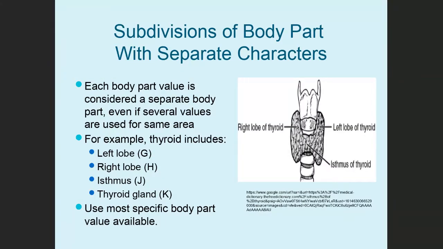Some body parts are divided into several different values. For example, the thyroid includes a different value for left lobe, right lobe, isthmus, and just the thyroid gland as a whole. So what you're going to do is use the most specific body part available. If the documentation says left lobe, use that, G. That's much more specific than using K, which is just thyroid gland.